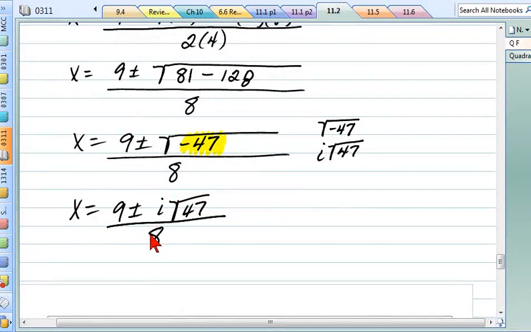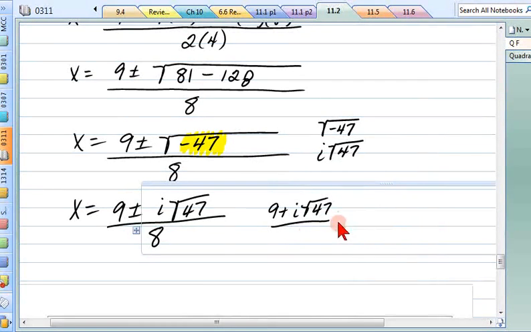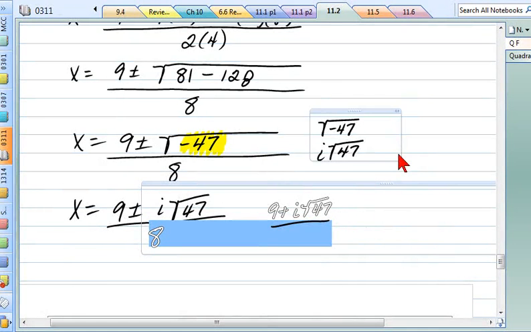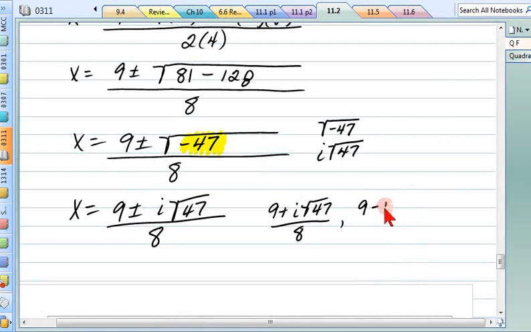Done. Except where MyMathLab is concerned, which wants (9 plus i square root of 47)/8, comma, (9 minus i square root of 47)/8. Why does it always do that to me? It's cranky this morning. It was negative 47, and I changed it to i times the square root of 47 over 8.